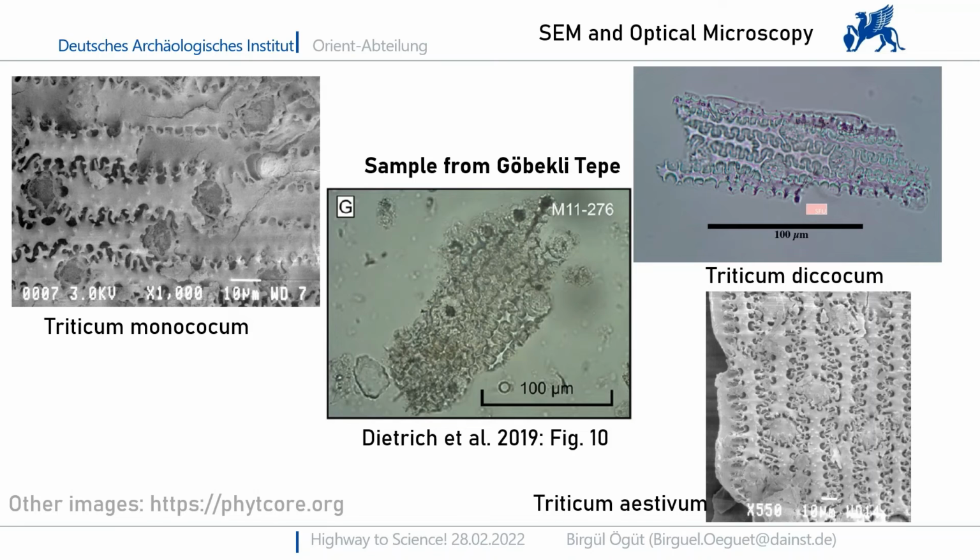To give you a very small insight into the difficulties of distinguishing the various wheat and barley species based on phytoliths, I would like to show you the differences between light microscope and SEM images. In the middle you can see an image from Göbekli Tepe. At the top right, a modern sample from another site. Both are light microscope images. At the bottom left and right, you can see the images from modern plants taken with SEM.